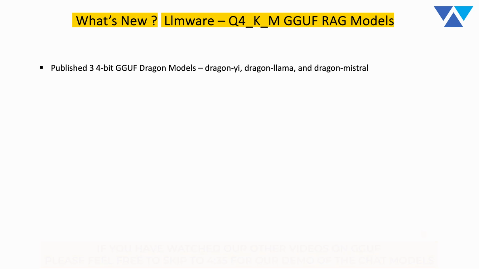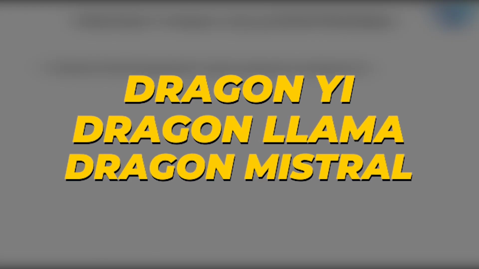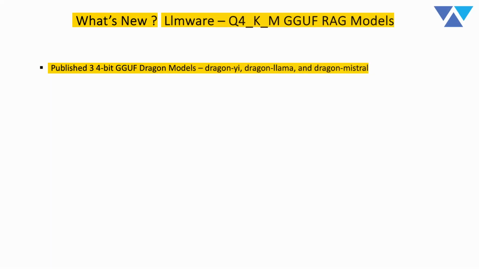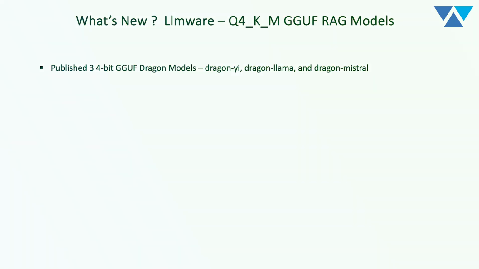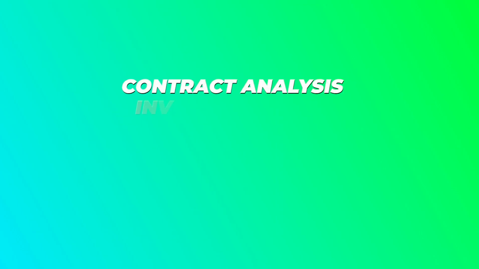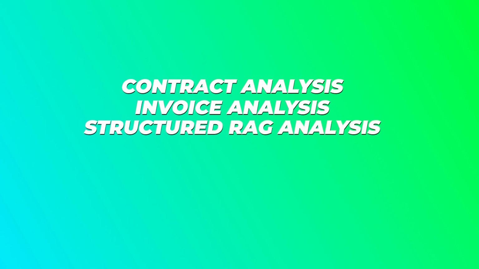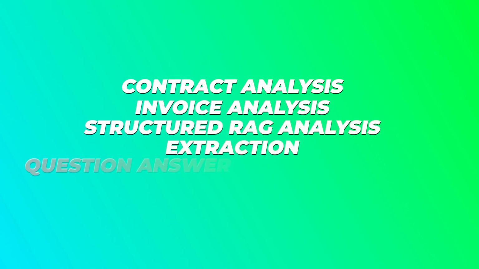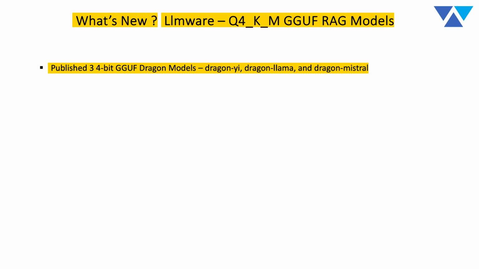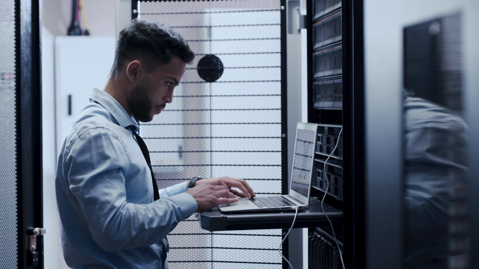So the first thing that we've done, and this is the subject of another video that we've published, is we've actually created 4-bit GGUF versions of 3 of the Dragon models, Dragon E, Llama, and Mistral, and there'll be more coming as well. What this actually enables is to do detailed things, contract analysis and invoice analysis and structured RAG analysis and extraction and question answering of documents, and to do some really sophisticated state-of-the-art stuff running locally on a laptop with these GGUF models.